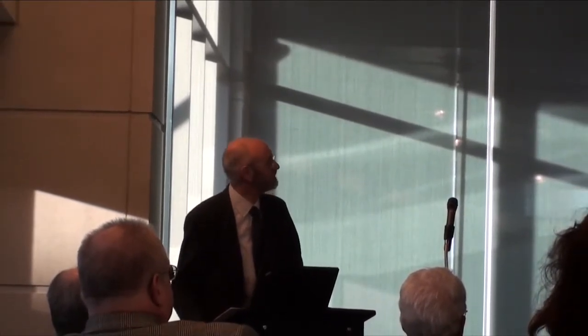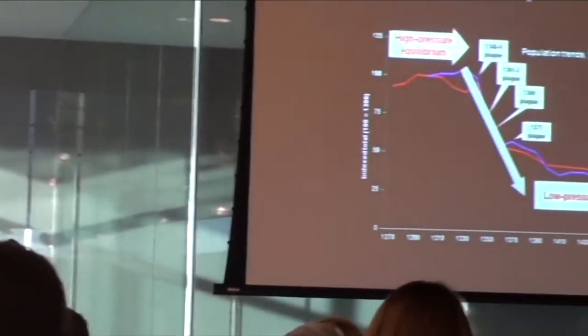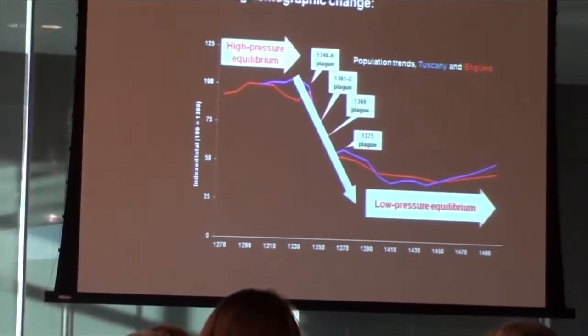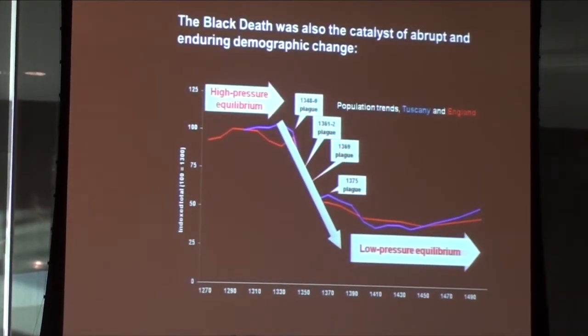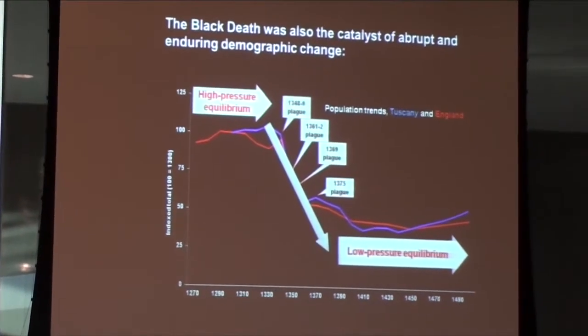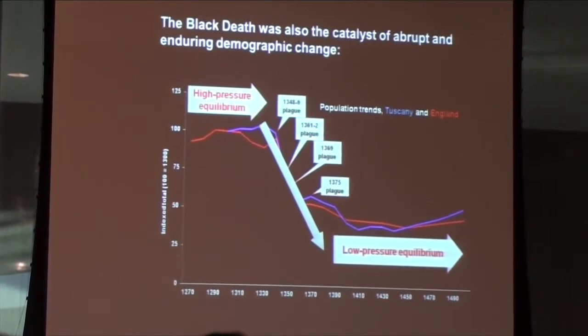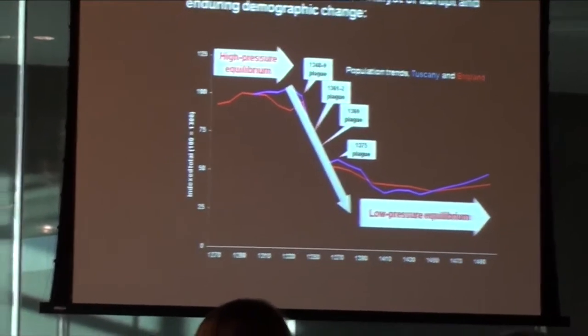There's been a system change. The Black Death was also the catalyst of abrupt and enduring demographic change. High population densities within 50 years were cut back by half. And you go from a high pressure equilibrium, high population densities, to a period of demographic collapse to a low pressure equilibrium. And Europe only begins to recover from that, and the European populations only start growing again from the end of the 15th century.